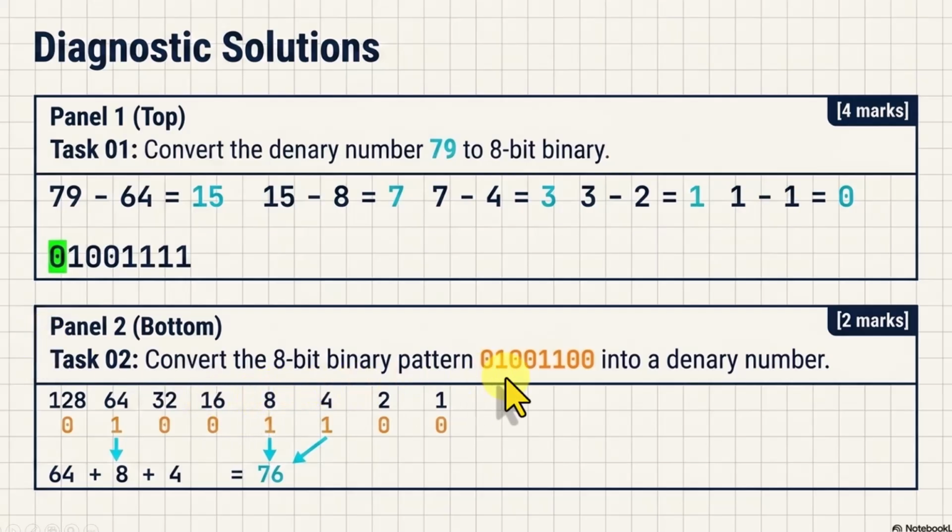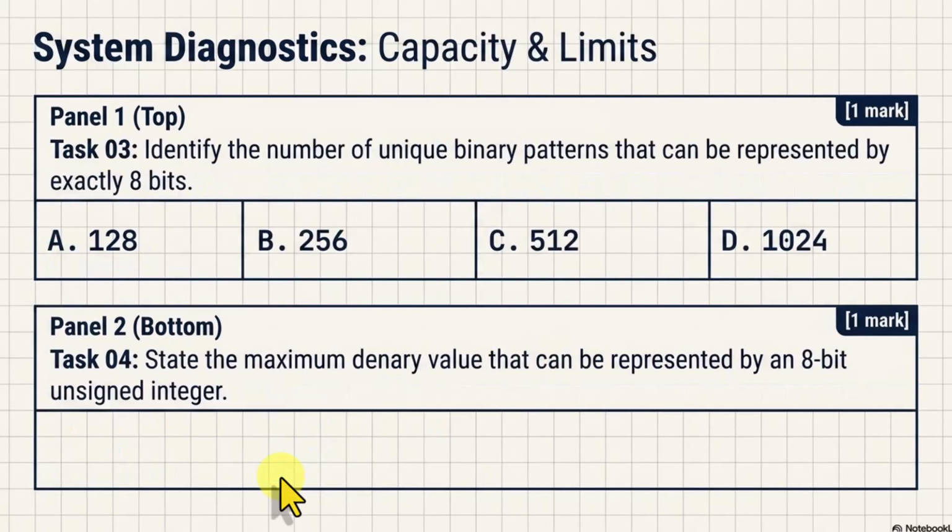Convert the 8-bit binary pattern into a Denary number. So again, this is the number 00110001. Write the place values, and whichever one is 1, you have to add them together. So 64 plus 8 plus 1, that makes it 73. That is your answer.